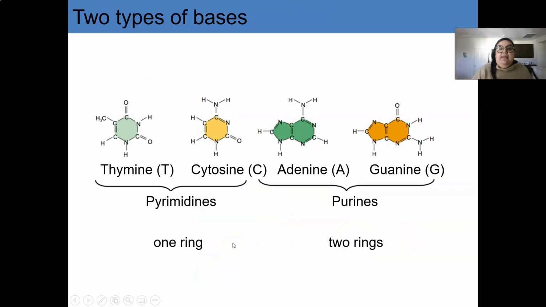So let's talk again about the nitrogenous bases. There are two types of bases that you should know about. There are pyrimidines, the T and the C. They are single ring structures, or one ring to rule them all, if you are a fan of the Lord of the Rings. So thymine and cytosine, you can see in their molecular structure, they only have one ring here and one ring here.